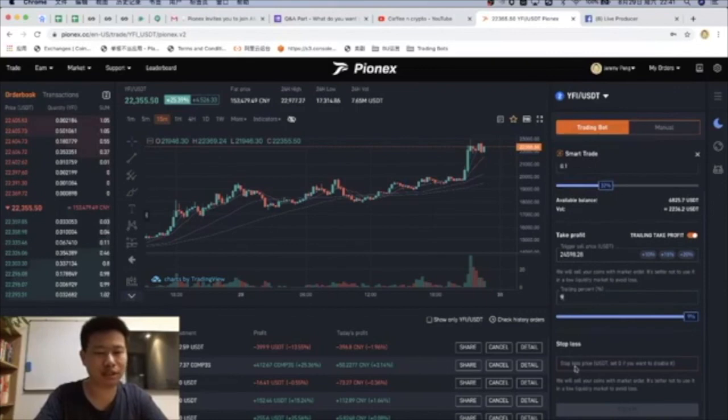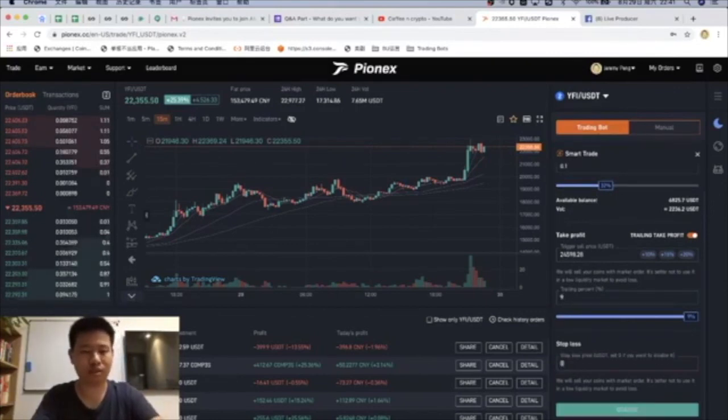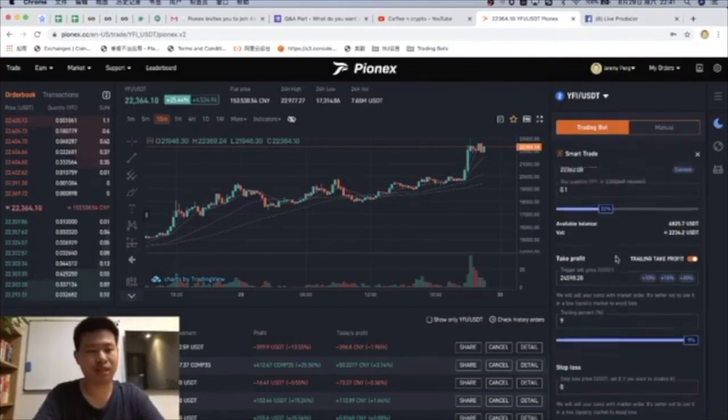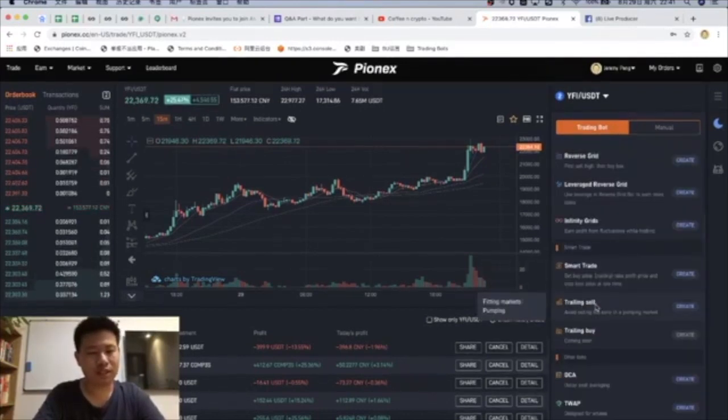And you can also set the stop loss price. If you don't want a stop loss, just set 0, and then you can create. So you can control risk and take risks to make more money. So it is very good for the pumping market, and I recommend you to use it. The trading sell is the old trading take profit feature, and I think you have to learn it. The trading buy, we will publish in Smart Trade version 2, and I think it will be coming in September or October.